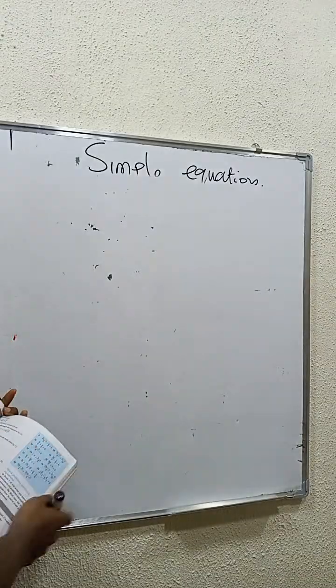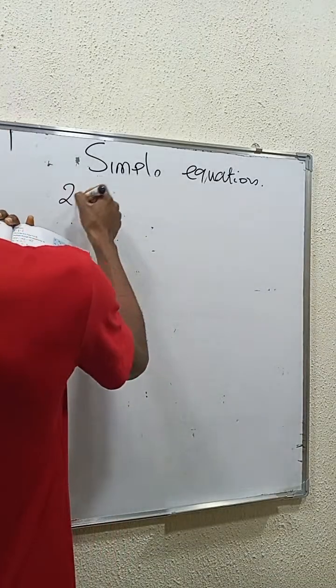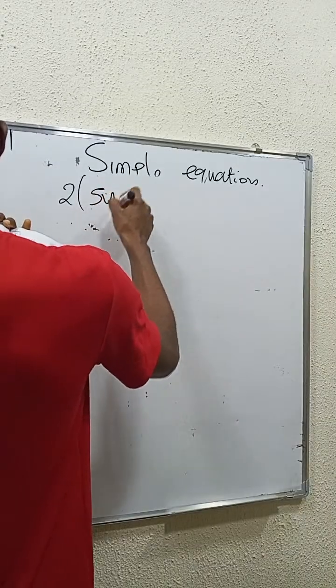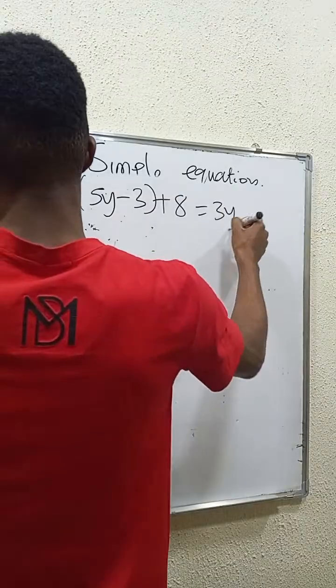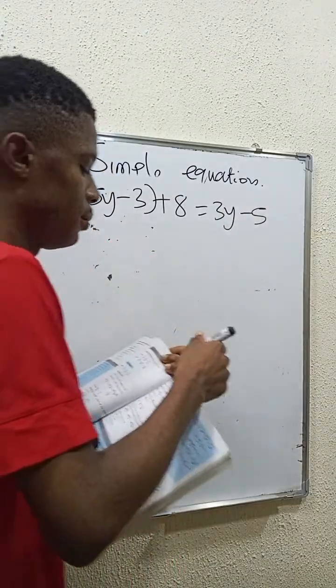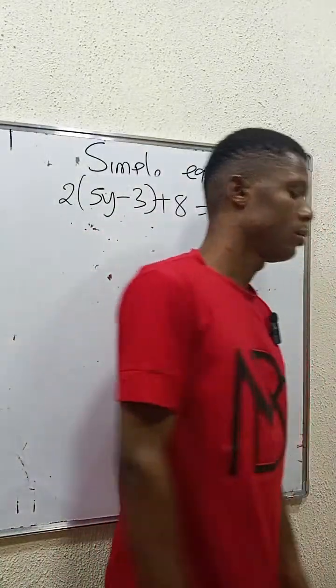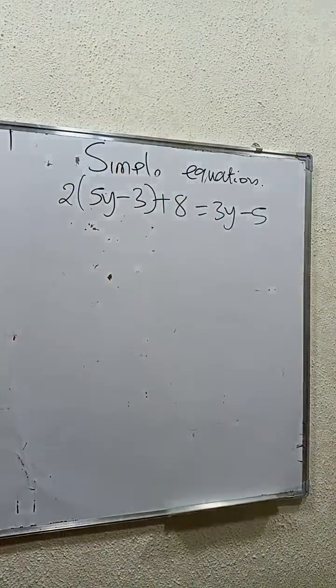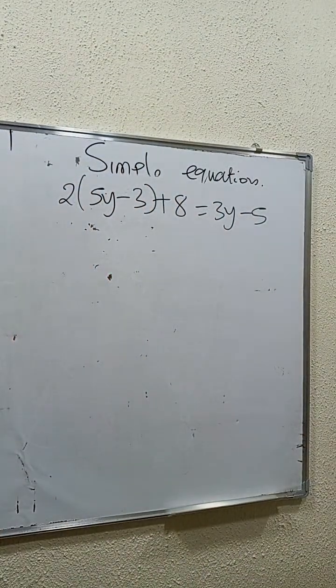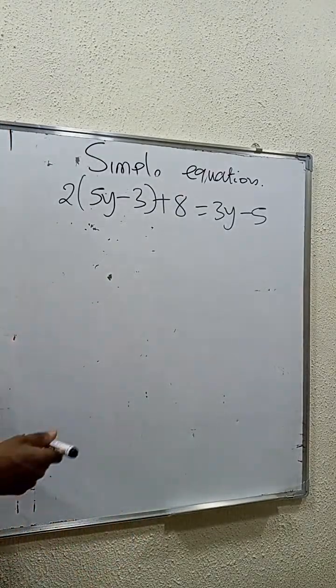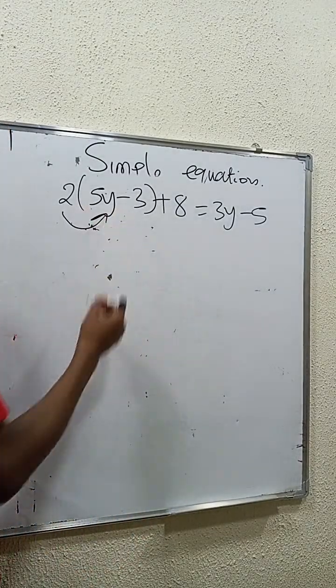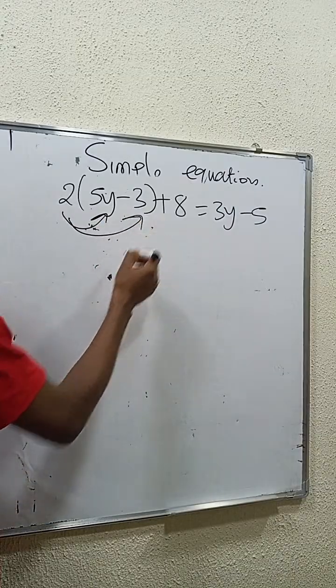So the next question on the list is 2 into 5y minus 3 plus 8 is equal to 3y minus 5. Okay? Here our goal is to find the value of y. So to get the value of y, we first of all open the bracket. 2 times 5y and 2 times minus 3.